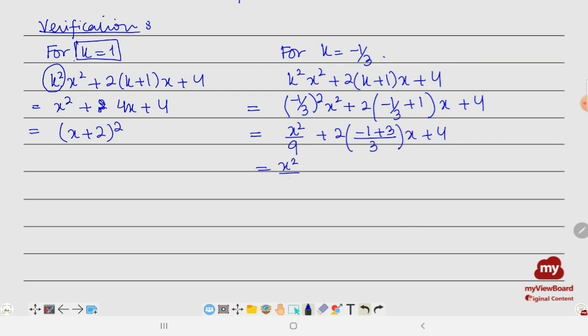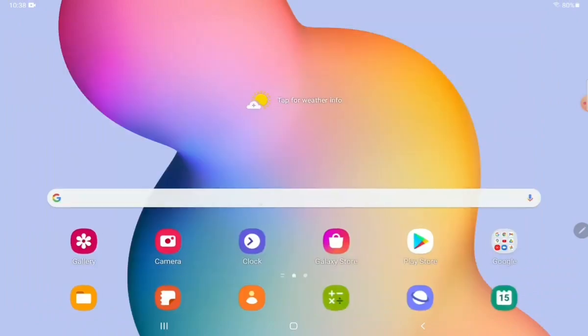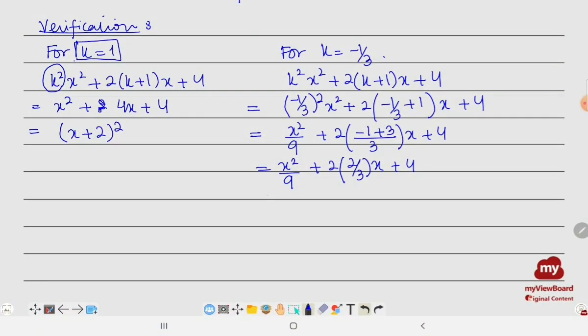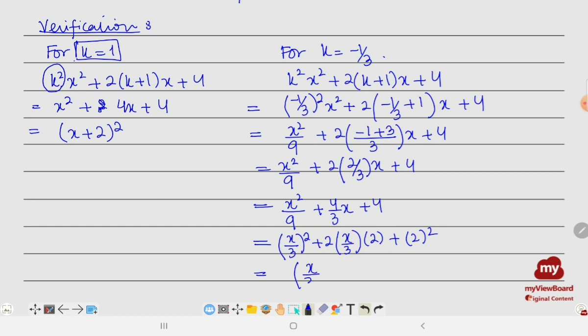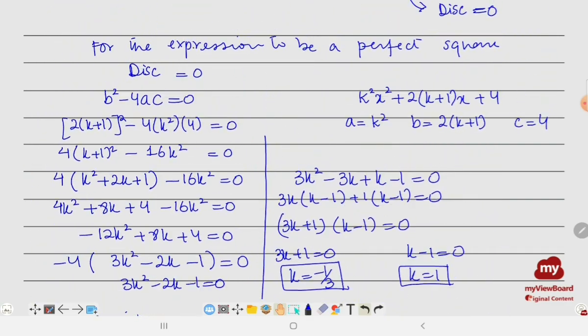Here we have x square over 9 plus 2 into 2 by 3 x plus 4. If you solve it further, we have x square over 9 plus 4 by 3 x plus 4. Now let's see which type of algebraic perfect square expression we are going to get. We can write it as (x by 3) whole square plus 2 into (x by 3) into 2 plus 2 whole square. So we get (x by 3 plus 2) whole square. So this expression is also a perfect square. So for these two values of k, our given expression becomes a perfect square.